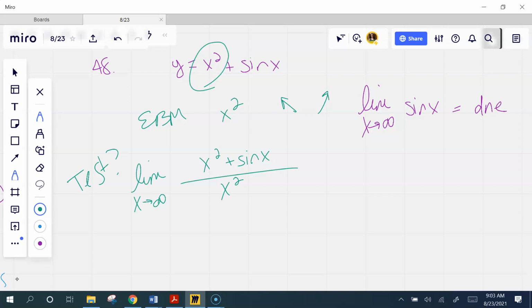I could split these up, right? x squared over x squared plus sine x over x squared. Well, that would give me 1, which is what I want. Yes, killing kittens, because you're adding, you can't cancel out when you're adding.